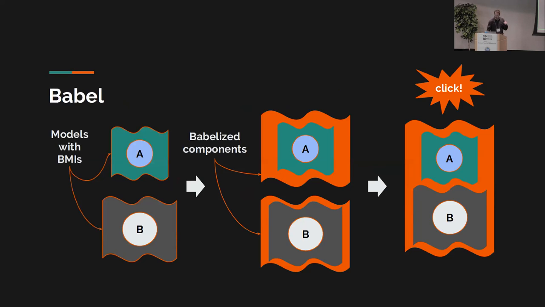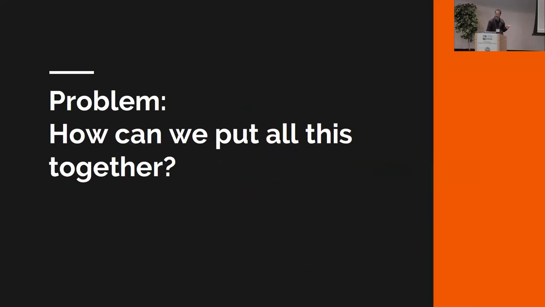All right, so what we need to think about next is, how can we put all this together? So we've got BMI, we've got standard names, we've got Babel. How can we get all this together and also solve some other problems? So quickly, yeah.